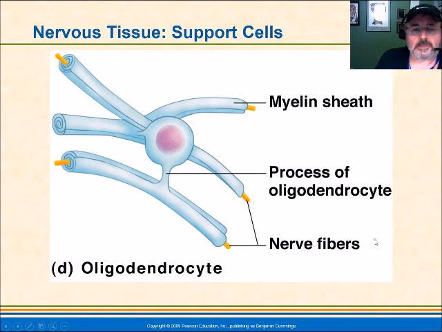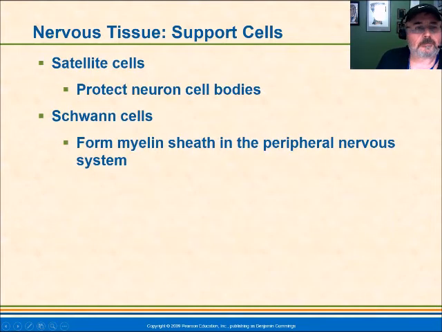Now, the cells that we've looked at thus far are central nervous system cells. Now we're looking at support cells that are in the peripheral nervous system. We have satellite cells, which protect neuron cell bodies. They kind of act like the microglia, oligodendrocytes, all of that together. They keep everything safe. And then we have Schwann cells, which make the myelin sheath in the peripheral system.